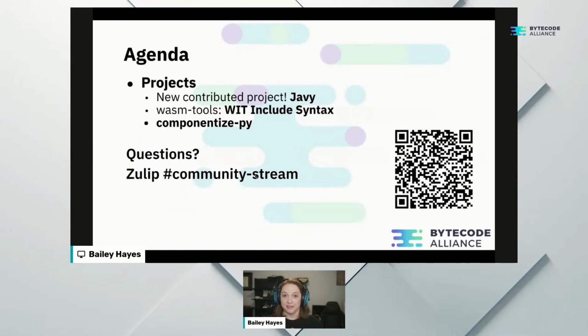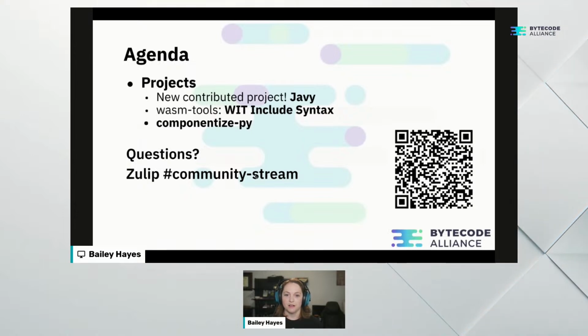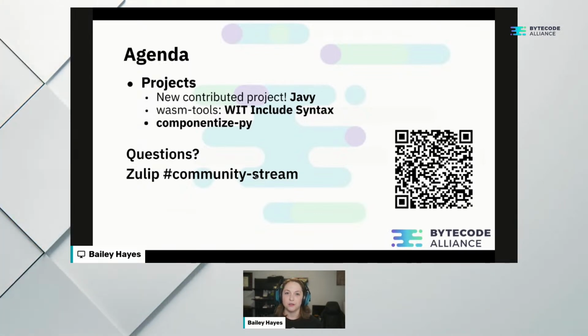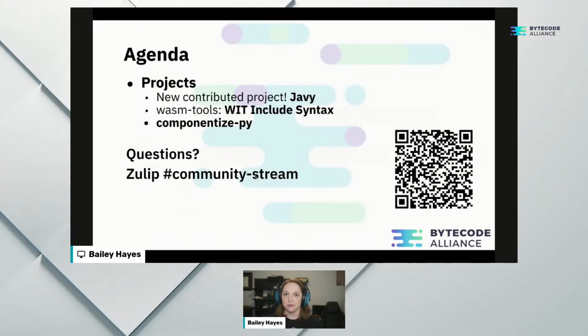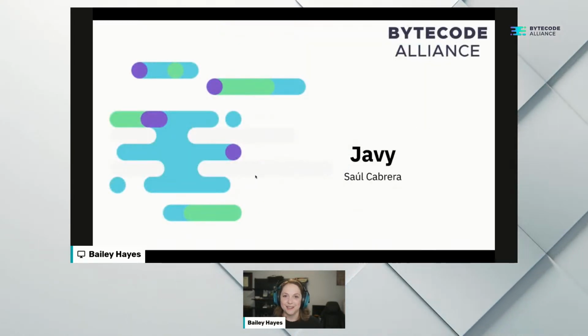Our agenda is that we're going to talk about a new project that's been contributed to the Bytecode Alliance called Javi, work that's been happening within the WASM tools space to support a new syntax as part of the component model called the WIT include syntax, and another new project called Componentize Pi. Let's get started. First up is Javi.